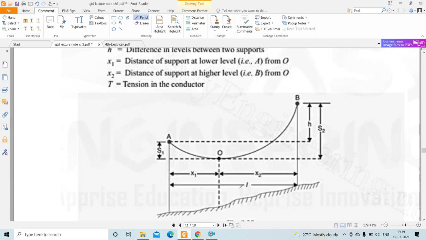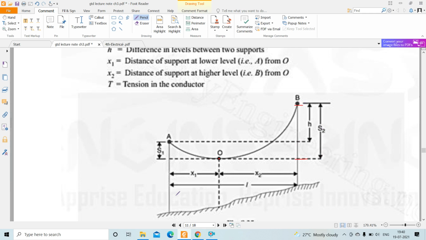So this is the diagram shown over here. See, this is the hilly area. In a hilly area the supports are not at equal level, and here one support, meaning pole, is A, and another support is B. In between A and B this is the lowest point O. Now this O is not at the midpoint because A and B are not at equal level, that's why O is somewhere at this point. And this is the sag S1 from support A, and the sag S2 from support B.